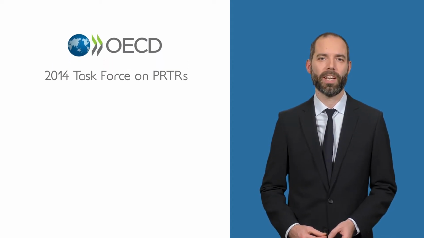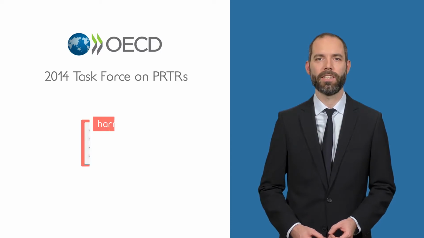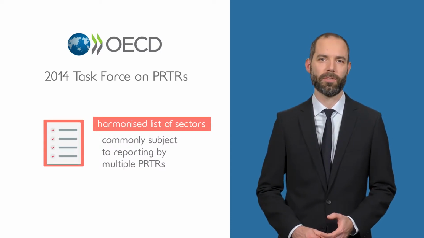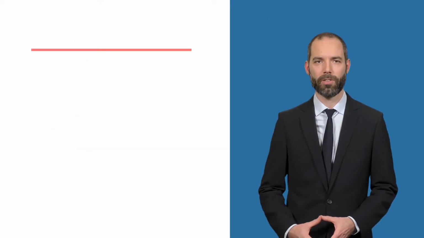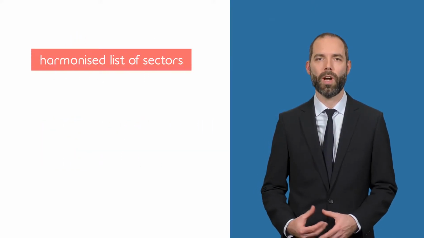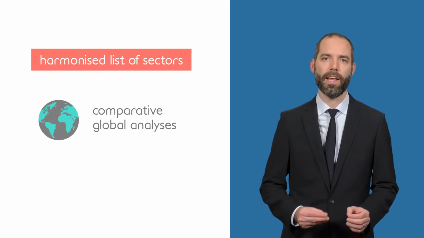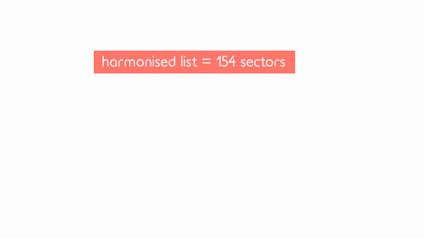To further promote standardization, OECD's Task Force on PRTRs also developed a harmonized list of sectors commonly subject to reporting by multiple PRTRs. By including these sectors, new PRTRs will be able to undertake comparative global analysis of chemical use and releases by sector. The harmonized list includes 154 sectors that are covered by at least 4 PRTRs.